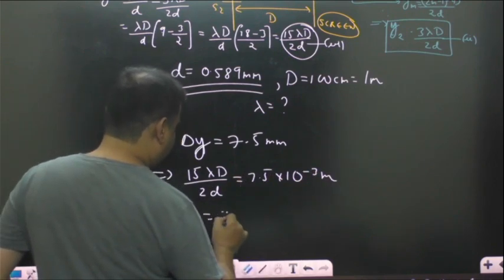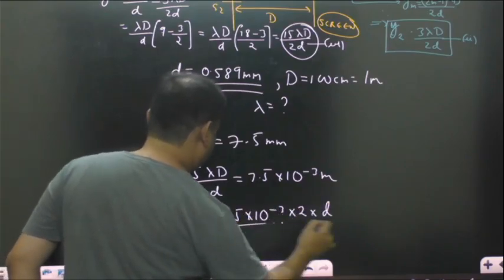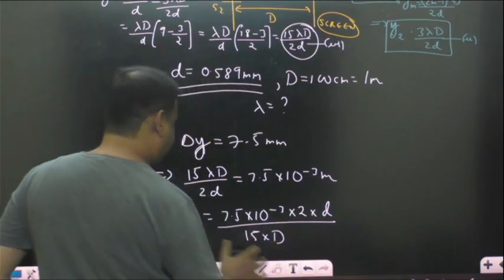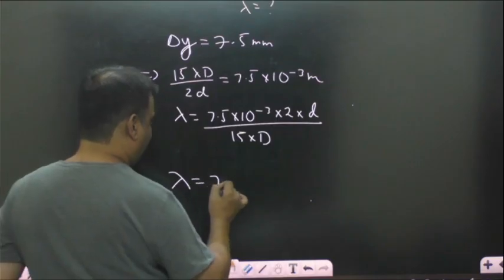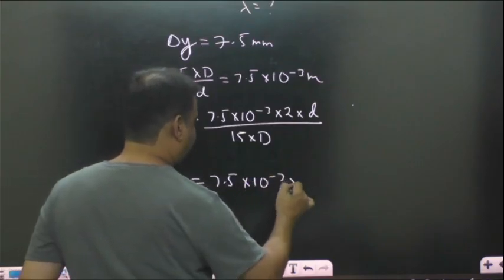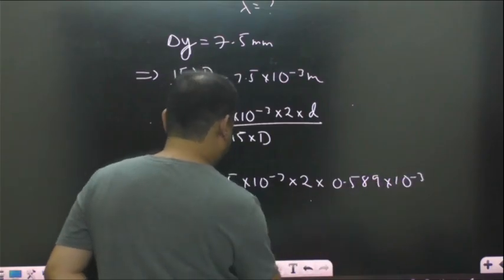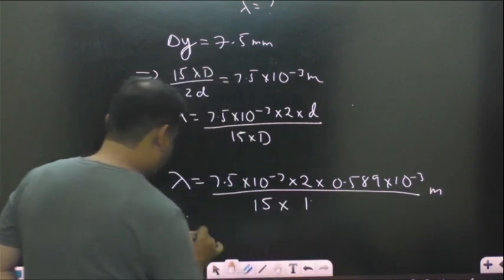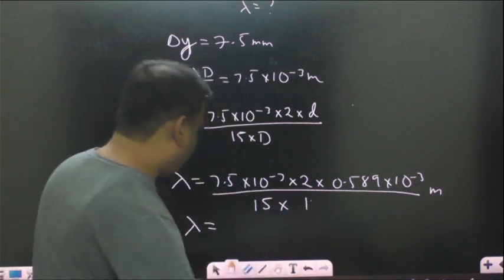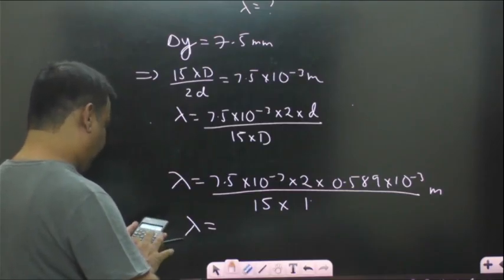Make lambda as the subject. So it is 7.5 into 10 power minus 3 into 2 into d divided by 15 into capital D, isn't it? Now let's put all the values in SI system. So lambda will come to be 7.5 into 10 power minus 3 into 2, and d is given to be 0.589 millimeter, divided by 15, and D is given to be 1 meter. Answer will come to be in meter. So lambda will come to be 7.5 into 10 power minus 3 into 2 into 0.589 into 10 power minus 3 divided by 15.